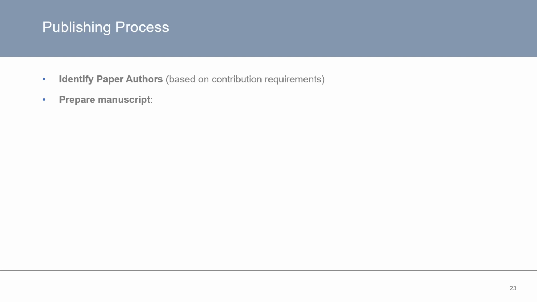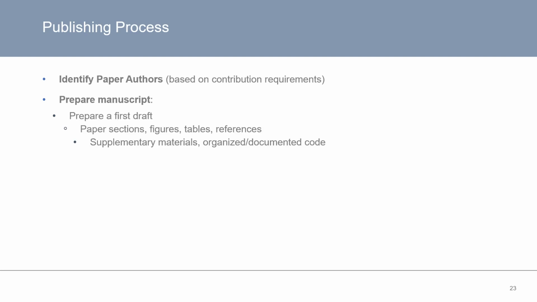Next, we start preparing our manuscript. One or more of the authors could be involved in this draft process. This includes writing the different sections of the papers that we've mentioned, generating the figures, tables, and the references. It can also include assembling a supplementary materials document, as well as organizing and documenting any code or other detailed procedures that readers might need to know about in order to fully replicate the research.